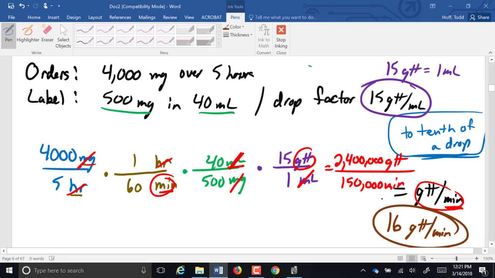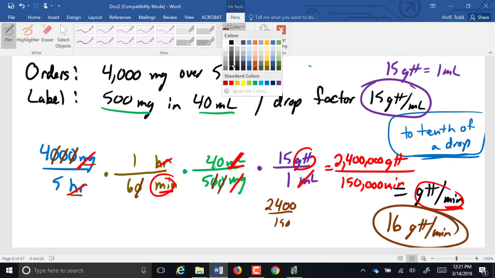So there's our solution. Now, to be honest, I would have done a little canceling along the way here. Probably at the very least, I would have done this. I can take 1, 2, 3 zeros, 1, 2, 3 zeros, so that I would have had a little more manageable numbers with 2,400 over 150 instead of 2,400,000 over 150,000.